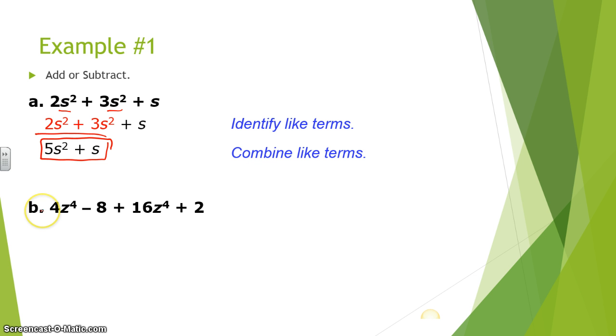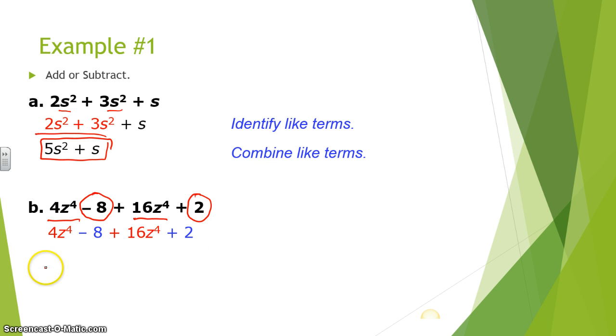For b, I have 4z to the fourth minus 8 plus 16z to the fourth plus 2. So the first thing, we're going to identify like terms. We have our 4z to the fourth, 16z to the fourth are like terms. And then we do have constants, numbers that stand alone, which are -8 and plus 2. So in the red is going to be the z raised to the fourth, 4z to the fourth, 16z to the fourth. The blue is the constant values.